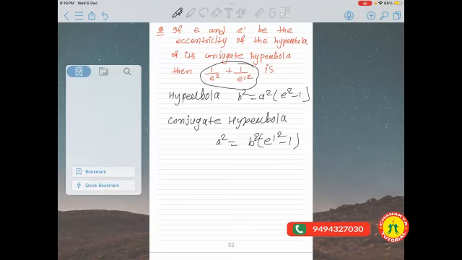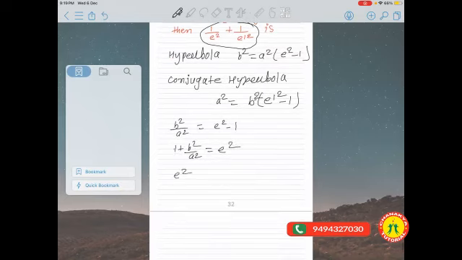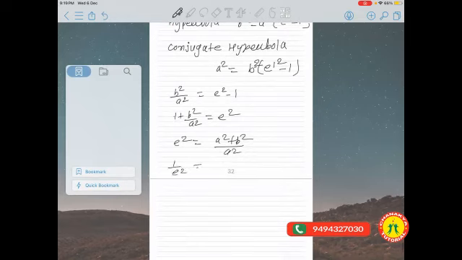It is easy. You can write b square by a square is equal to e square minus 1, so 1 plus b square by a square is equal to e square. So e square is equal to a square plus b square by a square. Now 1 by e square is equal to a square upon a square plus b square.